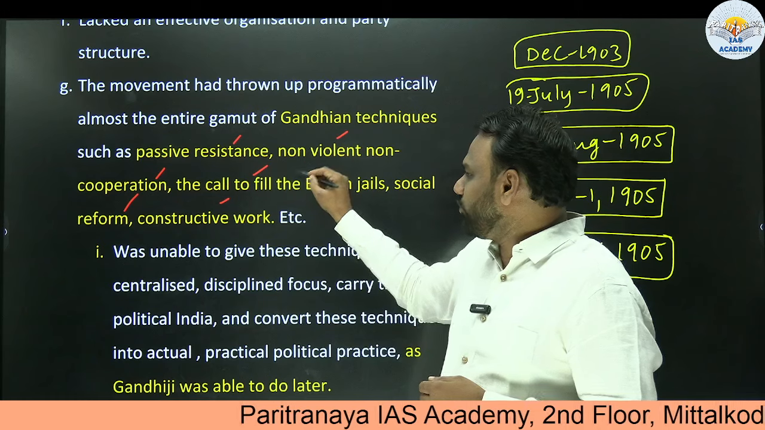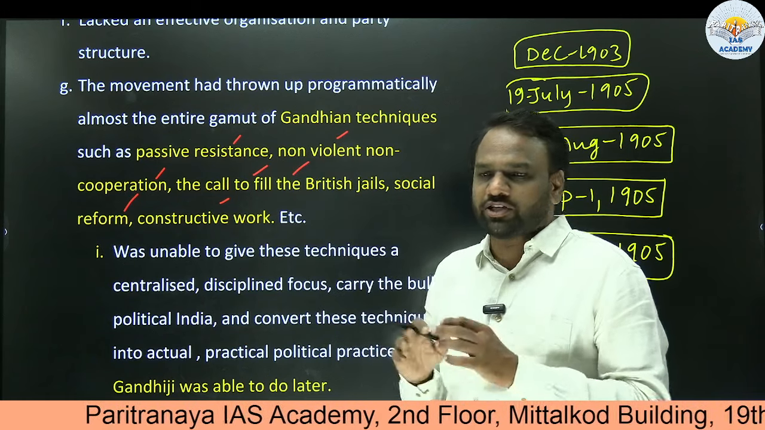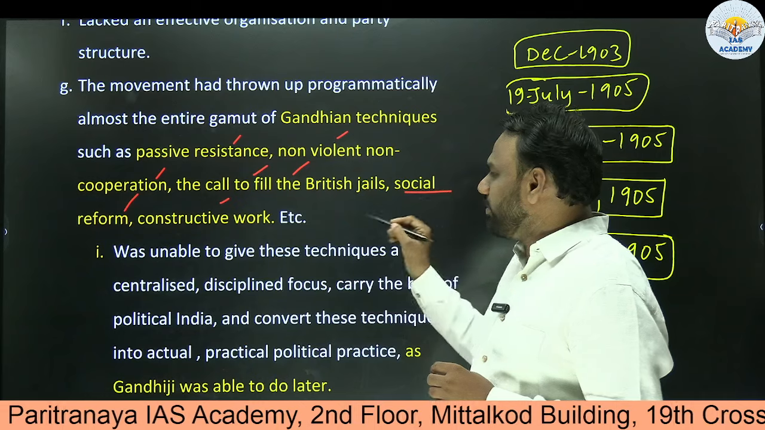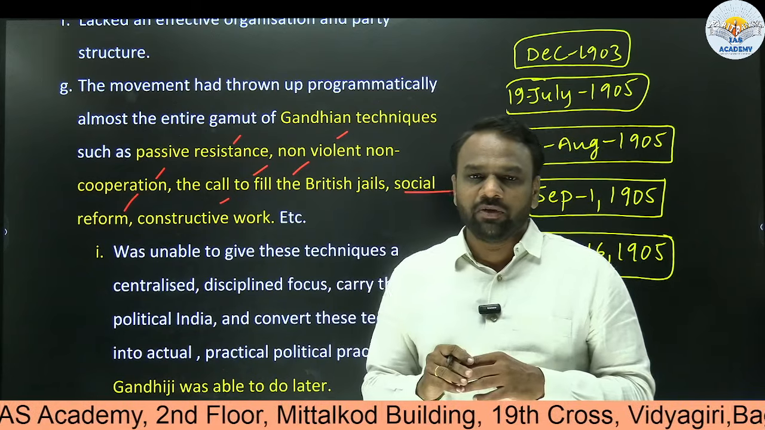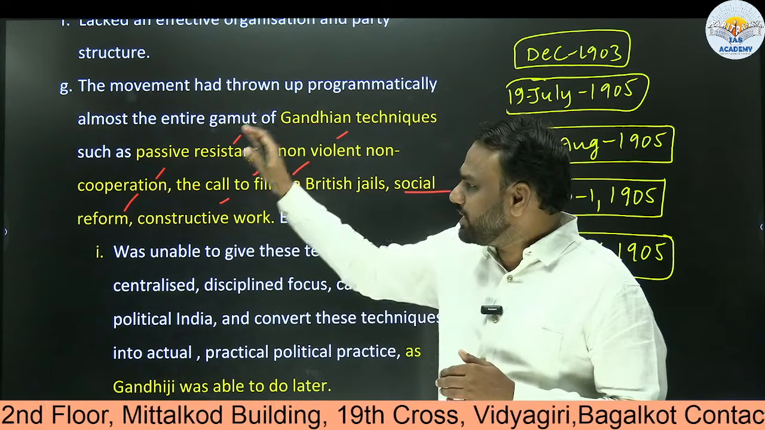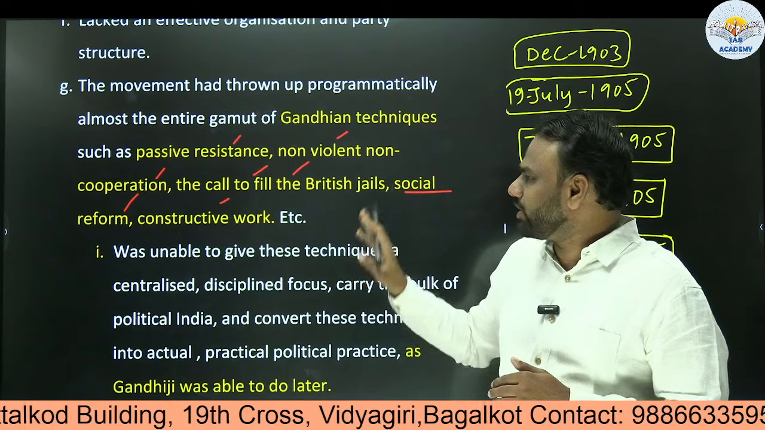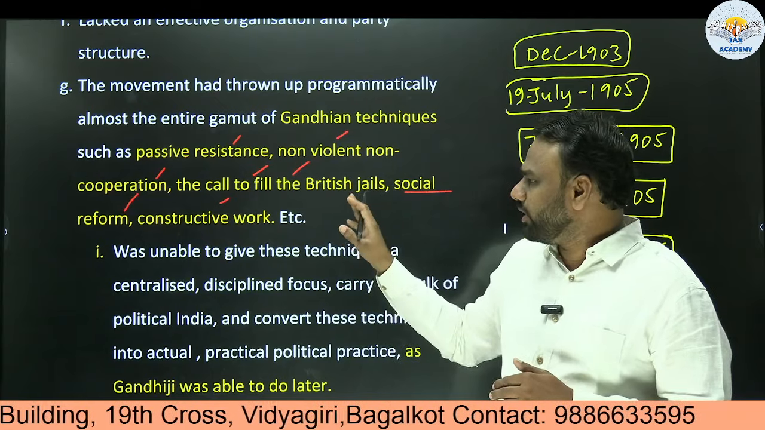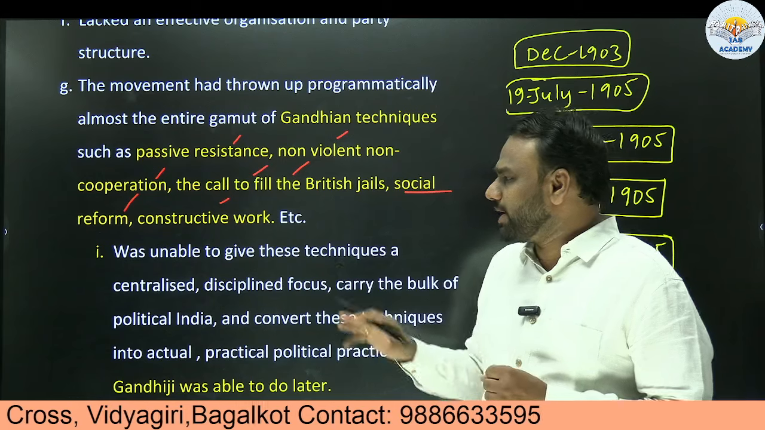Next, the call to fill the British jails. All the people will go and surrender themselves at the police station. Next, social reform and constructive work. So these are different tools which were used by Gandhiji. But even before the arrival of Gandhiji, in the Swadeshi movement also, these various tools were used. The tool of passive resistance was used, the tool of non-violent non-cooperation was used, the call to fill the British jails was made, social reforms were made, and constructive work was also done.